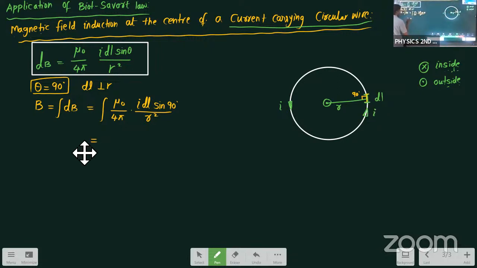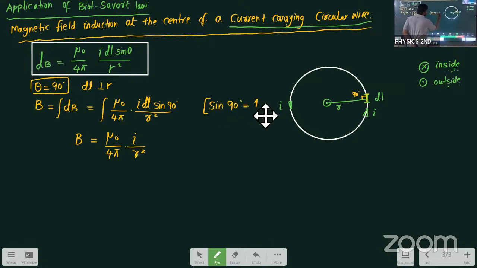See here. B is equal to mu naught by 4 pi, which is constant. Let us take that outside. B is equal to mu naught by 4 pi into current flowing through the wire, which is also constant, so let me take that I also outside. And r square, the radius of this circular coil, is also constant, so I can take r square outside. So what is the value of sine 90 degrees? Sine 90 degrees is equal to 1. So we'll be left with only integral dl. So what will be our final answer?